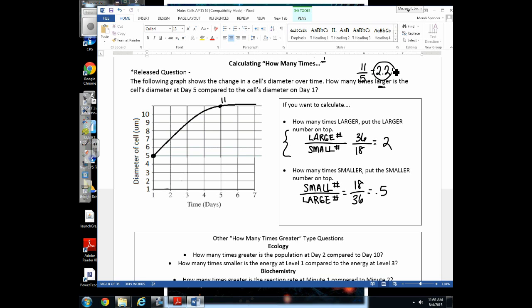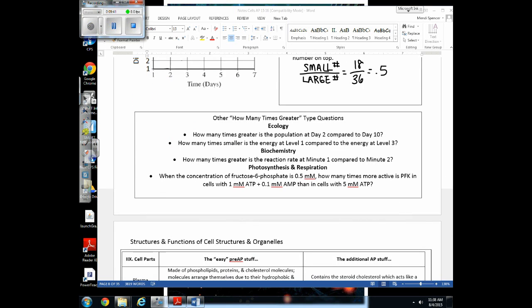Here's an example of a calculation where you're calculating how many times greater in regards to cells, but they can do this in any of the units. I've seen questions like, how many times greater is the population at day 2 compared to day 10? Or how many times smaller is the energy at level 1 compared to the energy at level 3 when we're talking about the energy pyramid. In biochemistry, how many times greater is the reaction rate at minute 1 compared to minute 2? In photosynthesis and respiration, I've seen a question like this.